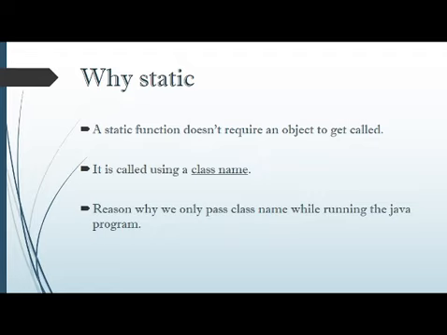So these are the reasons why we have a public and a static keyword in front of a main function in a Java program. Public helps us to call our main function from outside the package, and static helps us to call our main function without creating an object of the class in which the main function resides.